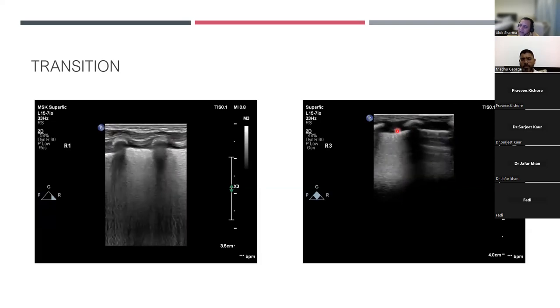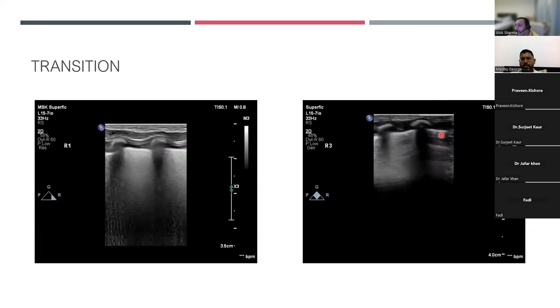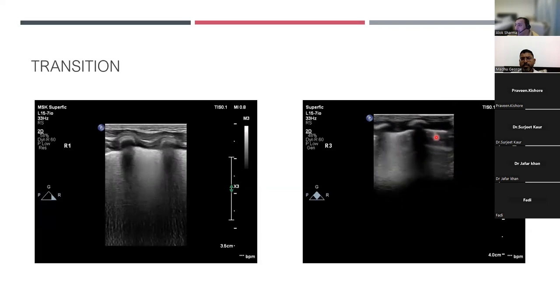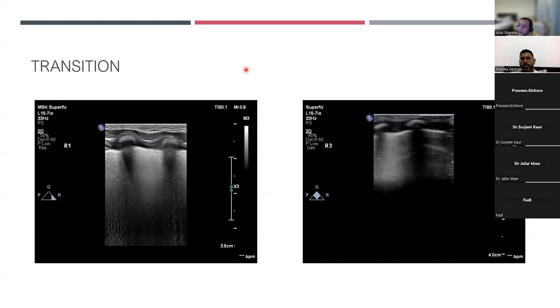I can see an area that is compact B-lines, and this is what is classically called a double lung point. Now, there's small areas here that are actually comet tails. And then there's an area here that looks like it might have a snowflake appearance. Actually, they're less than 5 millimeters. And this is a near-term baby who basically is in air with a little bit of respiratory distress.